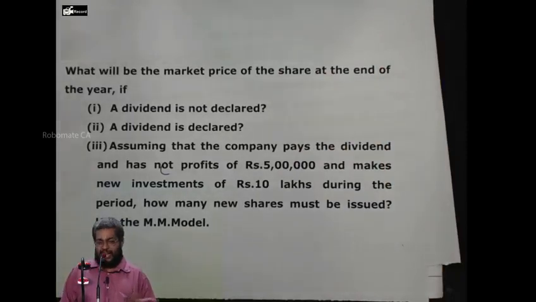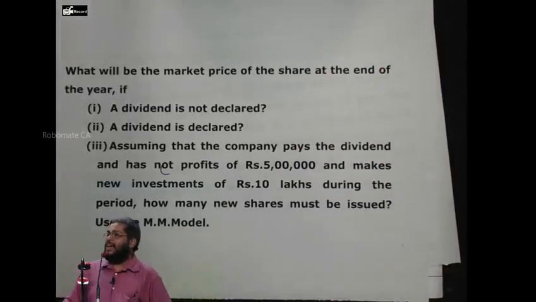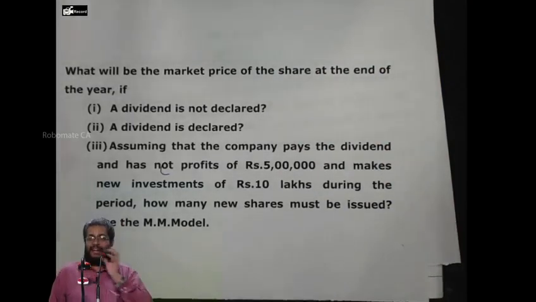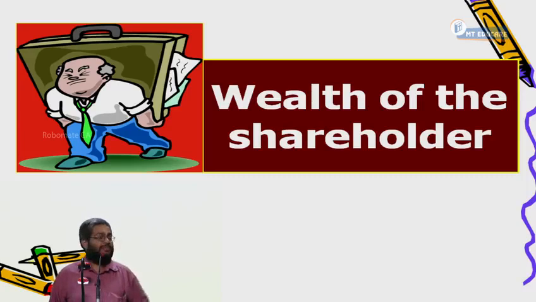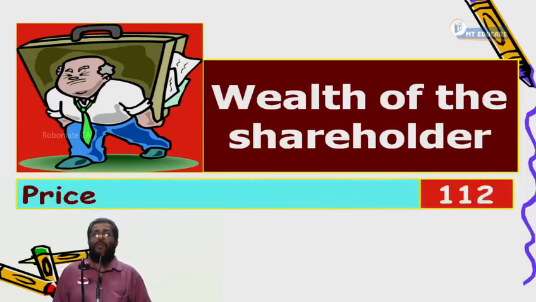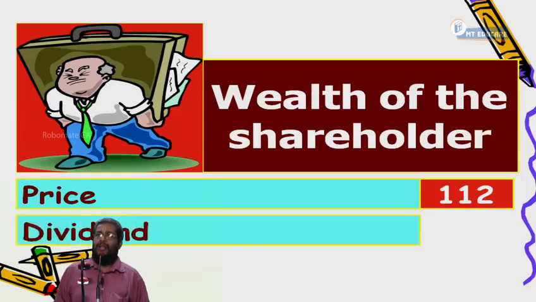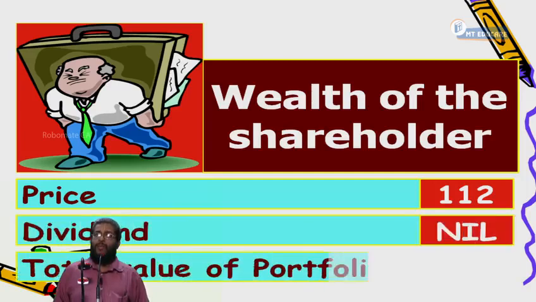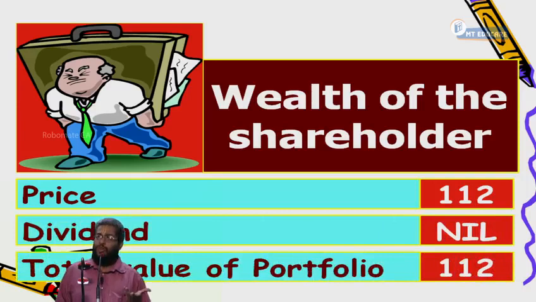Now with this we complete the solution to this problem, but still I'll proceed and prove the irrelevance and then leave you. Okay, now see, the wealth of the shareholder. Price 112, suppose no dividend is declared. What is the wealth at the end of the year? Having a price of 112, and the dividend is nil. What is the total value of his portfolio? 112. His wealth is 112 a year hence. The present value of the wealth is obviously the current market price of 100 rupees.